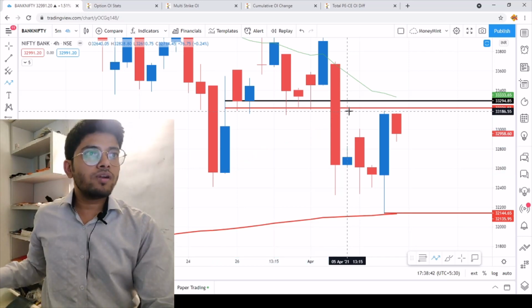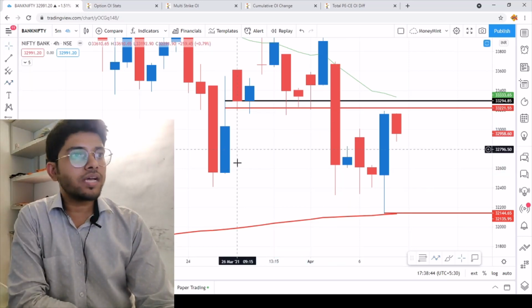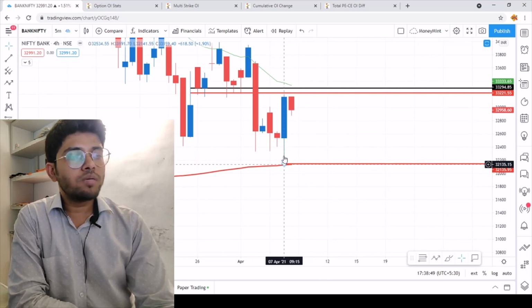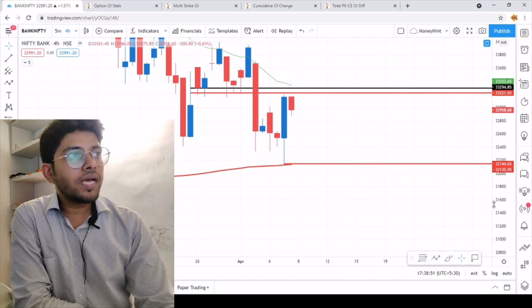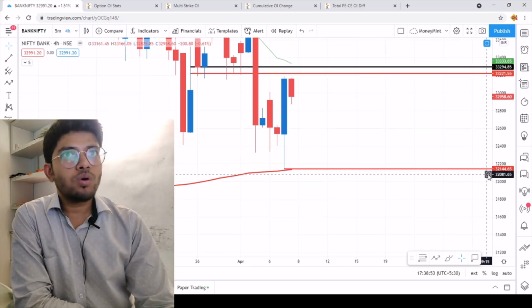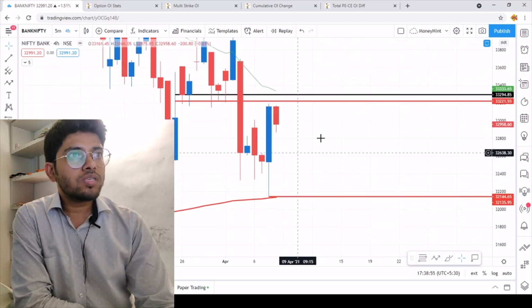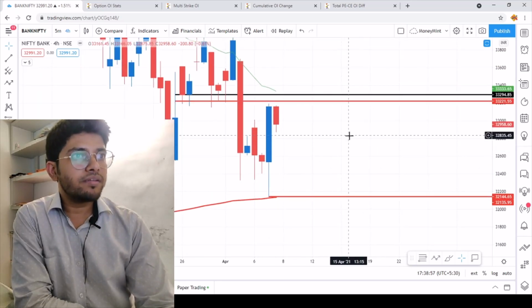And on the lower front, we have simply drawn the price action, which was also around the 200 moving average on the 4-hour chart, and that is around 32,144. So this is the plan for the expiry range.